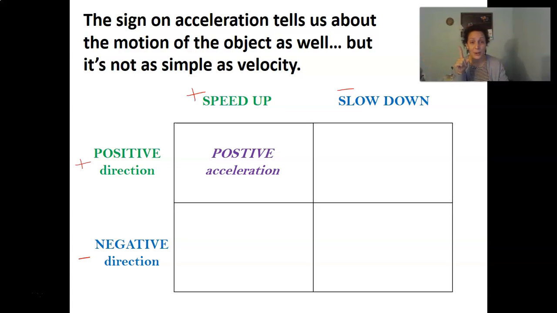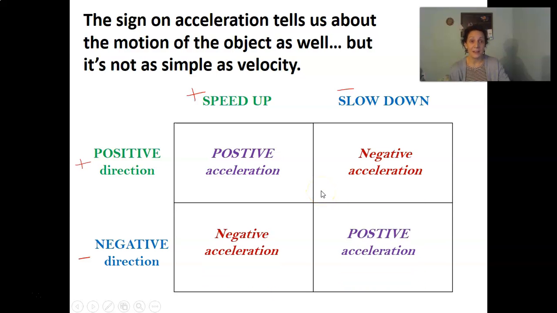But there's another way to get positive acceleration, and that's to put two negative things together. So if you have a positive acceleration, it could be that you're speeding up in the positive direction. It could also be that you're doing the two negative things. You could be slowing down in a negative direction. That will also give you a positive acceleration. Okay, the other two then are going to give us our negative accelerations.